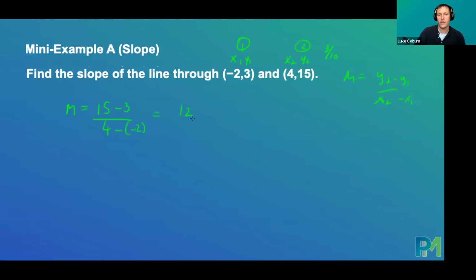So that's going to be 12 over 4 plus 2, since 4 minus minus 2 is 4 plus 2. That's 12 over 6, which is 2. So the slope of the line through (-2, 3) and (4, 15) is equal to 2. Brilliant.